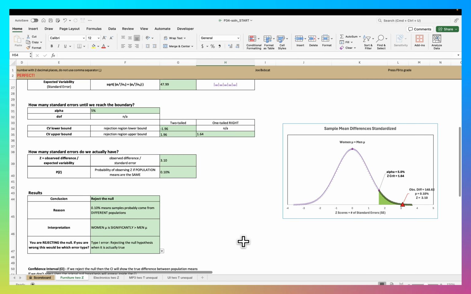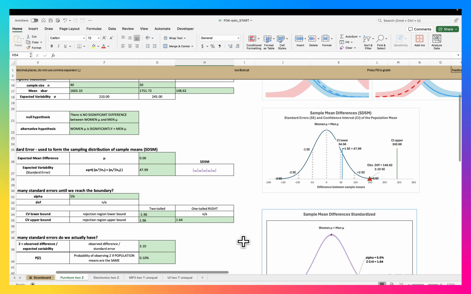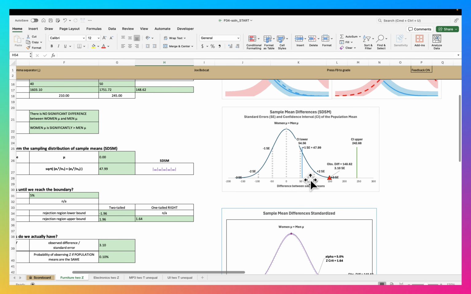Let's go back to the original picture to see what it looks like. And what it looks like is this. This is the critical value lower bound. This is the confidence interval lower bound. This is the confidence interval upper bound. This is what we observed. So we're effectively saying that the difference between the populations, in other words, how much women sell more than men, right? And that, from a business standpoint, is really what we want to know, right? Could be anywhere in this range.